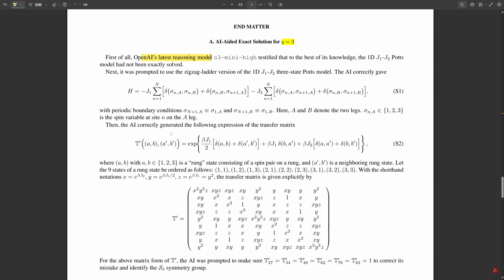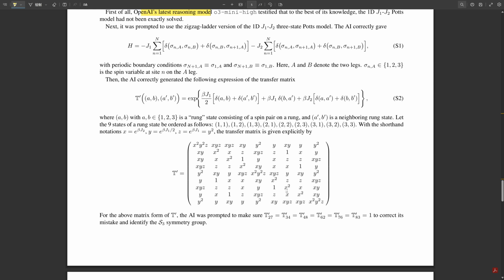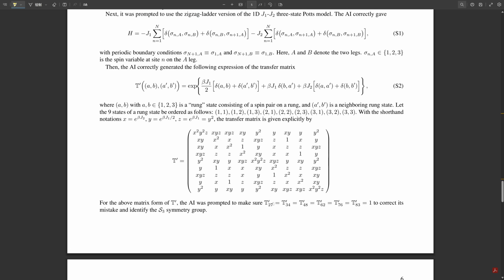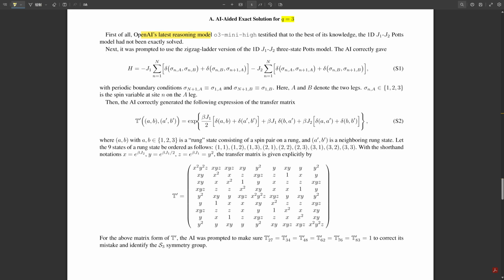So they found a highly specialized low-dimensional subspace that, due to the system's symmetry, effectively governs the large-scale behavior. That's really clever. That's an excellent way to frame it, yes. And this analytical reduction to a 2 by 2 matrix allows for the exact determination of the largest eigenvalue, and consequently the free energy and all other thermodynamic properties of the 1D J1 J2 Q-state Potts model for any value of Q.